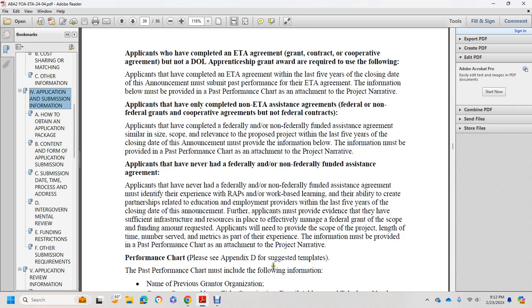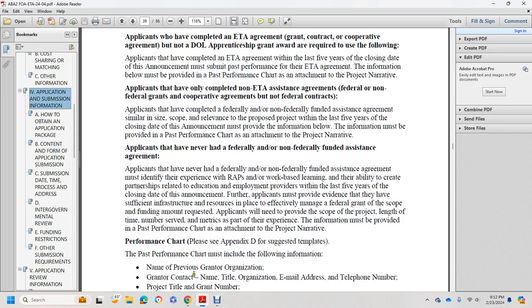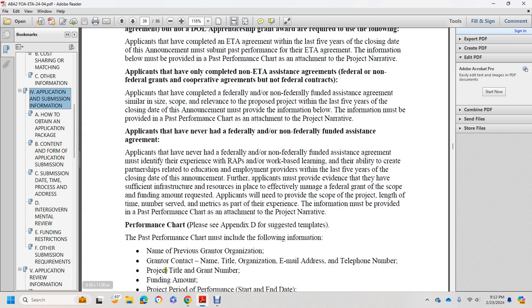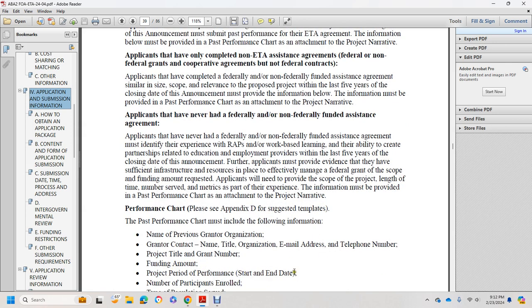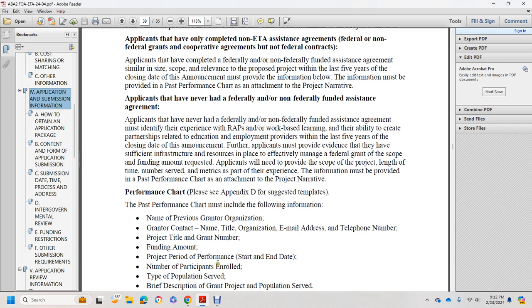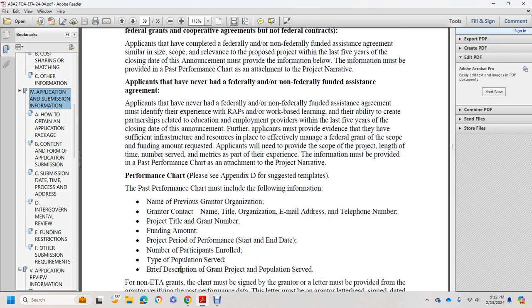Past performance charts must include the following information: name of the previous grantor organization, grantor contact with name, title, organization, email address, and telephone number, the project title, the grant number, the funding amount, the project period of performance start and end dates, number of participants enrolled, the type of population served, and a brief description of the grant project and population served.